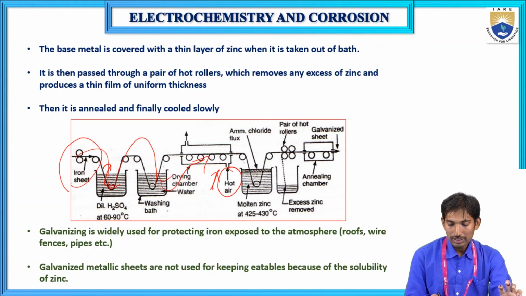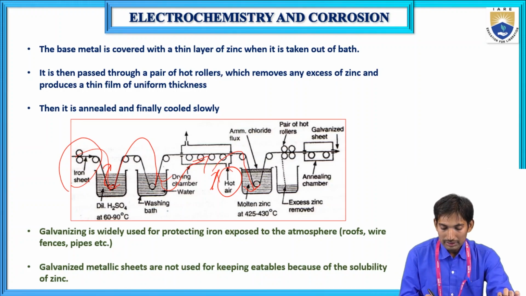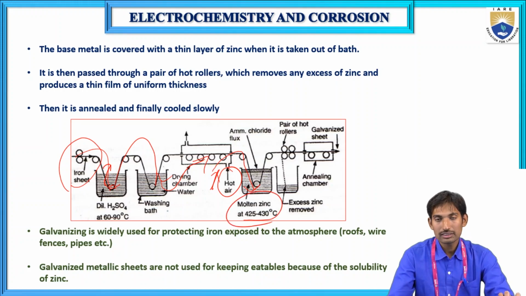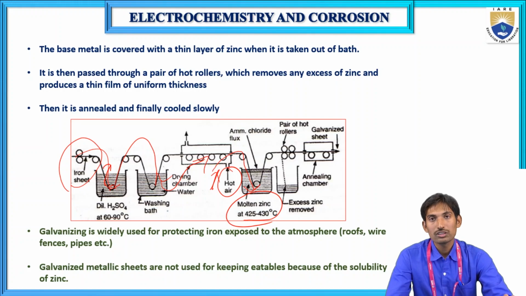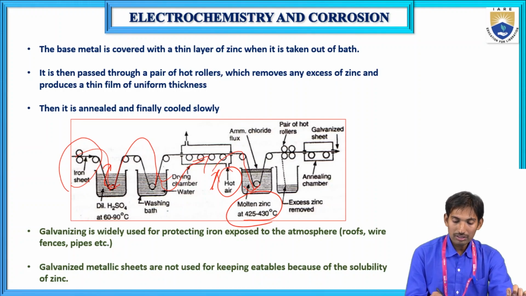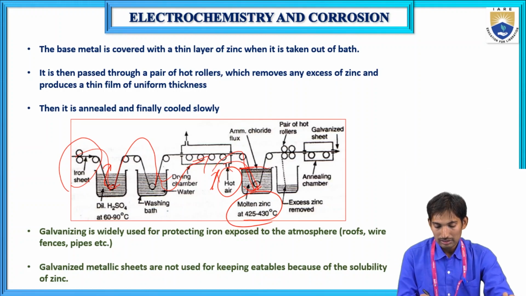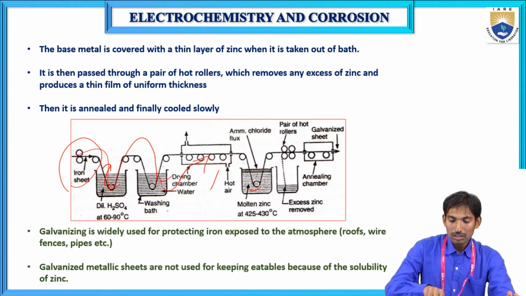In the next step, we are immersing our iron sheets into the molten zinc at 425 to 430 degrees centigrade. At 425 to 430 degrees centigrade, zinc is in molten state. In that, we are dipping our base metal. This is ammonium chloride flux. This crossed one is ammonium chloride flux.